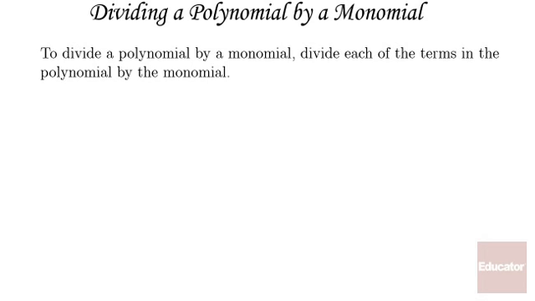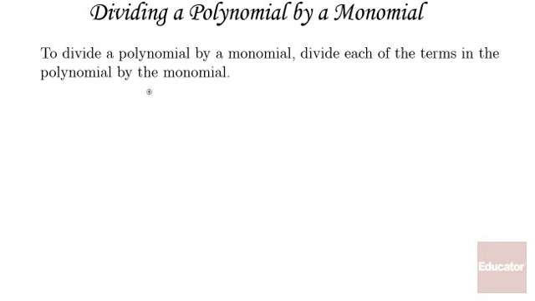So we're going to begin by talking about dividing a polynomial by a monomial. And in order to accomplish that, to divide a polynomial by a monomial, you need to divide each of the terms in the polynomial by the monomial. And if you think about this in terms of numbers first, it makes the concept of working with polynomials easier.